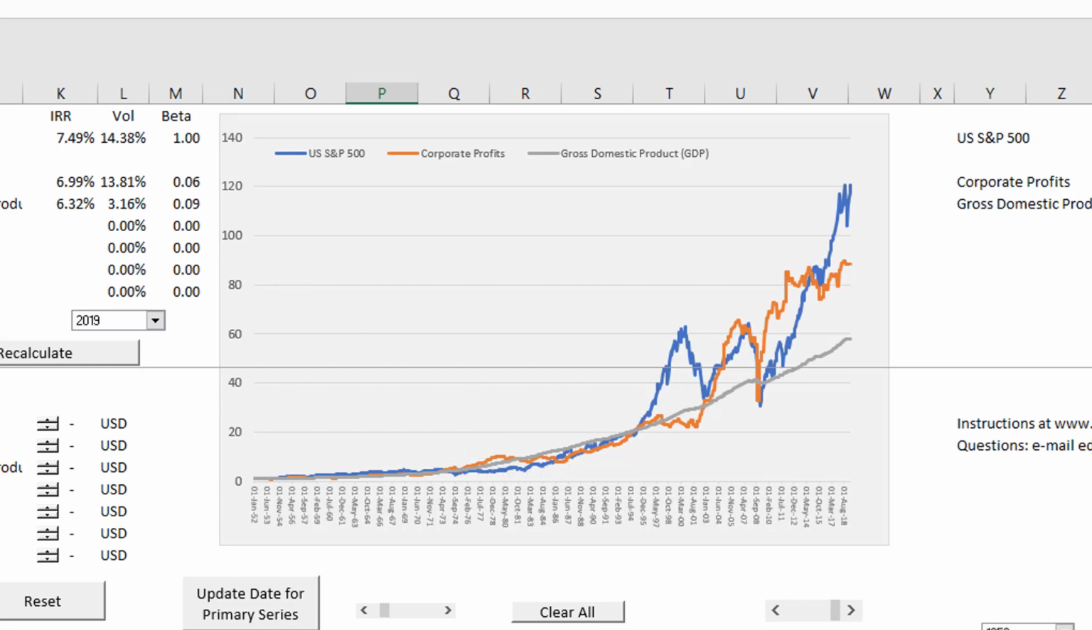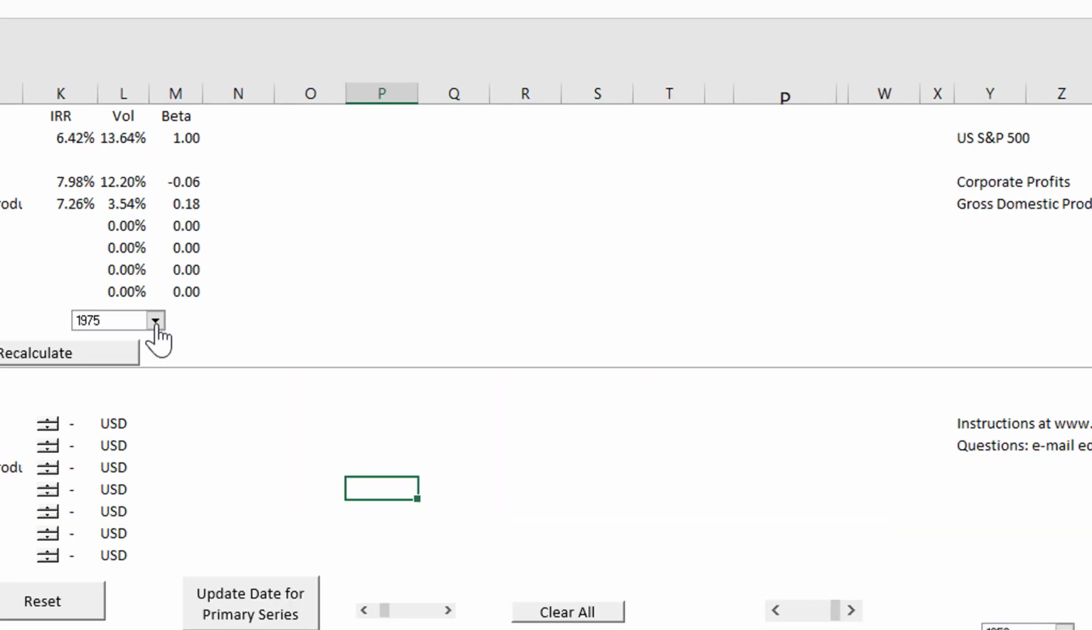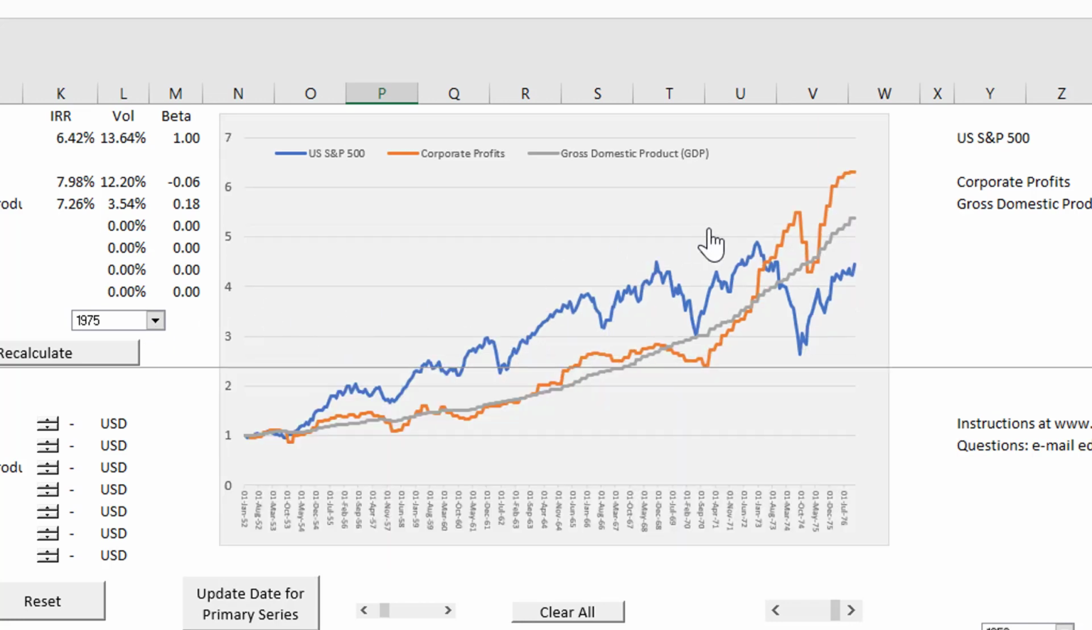Now, if we stop this thing back before the kind of government policies changed dramatically, then you can kind of see that the GDP growth and the profits on corporations were similar to GDP, and there was some fluctuation in the stock prices and all that.